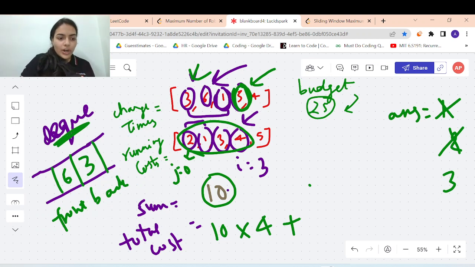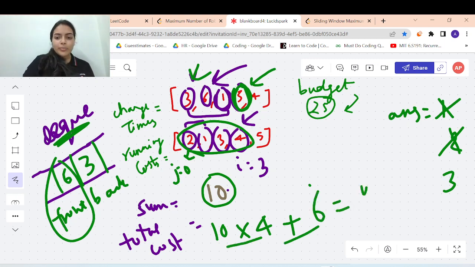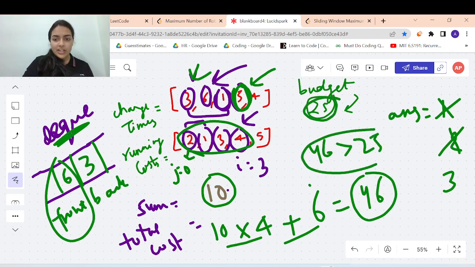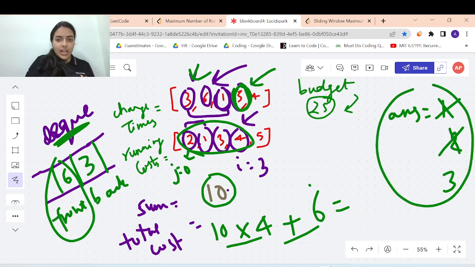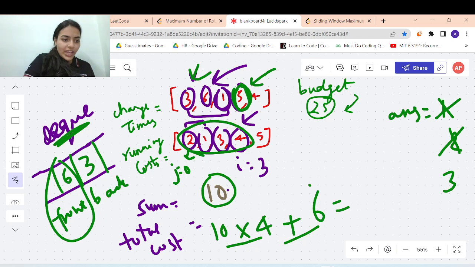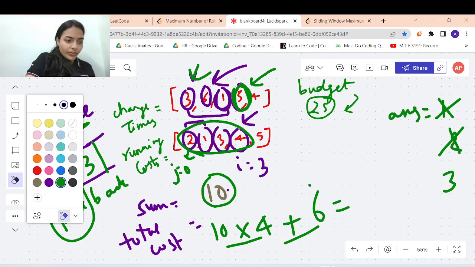Now what is the maximum element? Maximum is still the frontmost element. It is equal to 6 only. So what is the total cost? 40 plus 6, 46 is the total cost. Now 46 is greater than 25. 25 is our budget. We cannot pick 4 robots. Since we cannot pick 4 robots, what do we have to do? We cannot change our answer. This is not allowed. We have to remove elements.